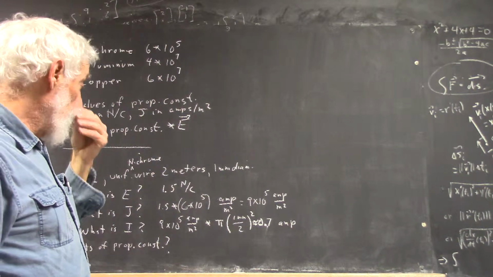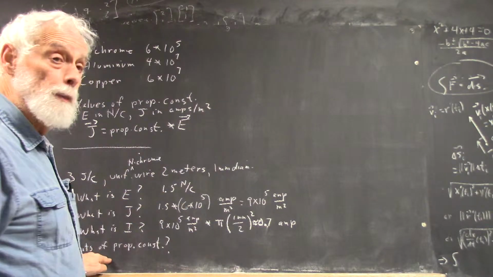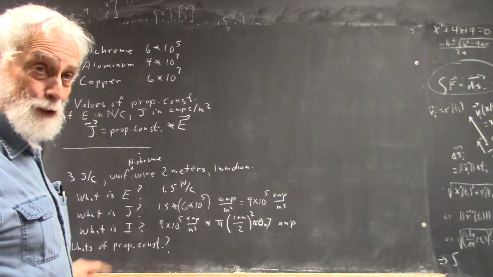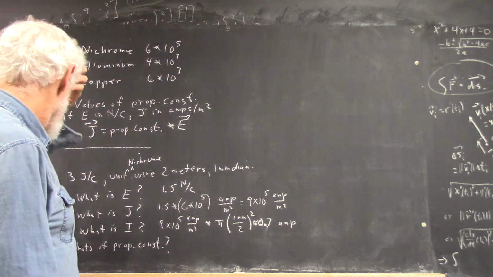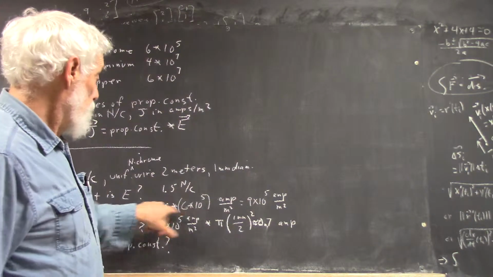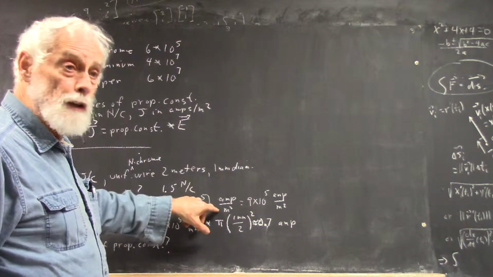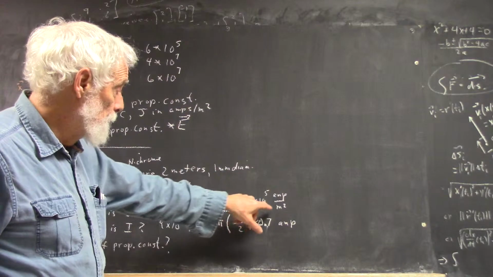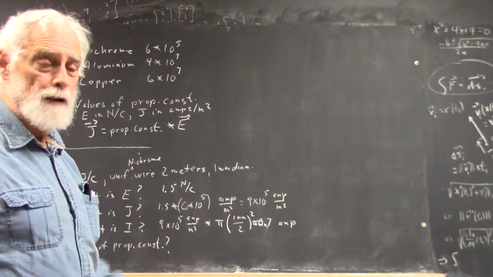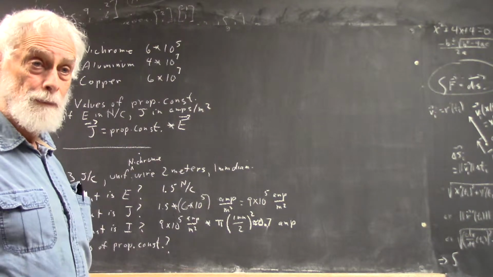Now from that you can determine what the units of the proportionality constant are, and you need to do that, and I'm not going to tell you. Okay? You work that out. So anyhow, you multiply this by this, and it gives you the density in amps per square meter. You got 900,000 amps per square meter, almost 1 million amps per square meter.